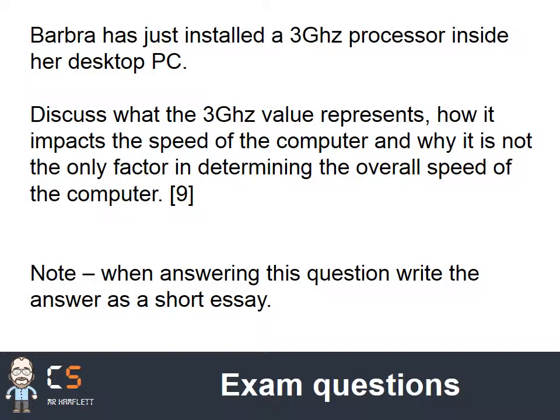Later on, when we start looking at legal, moral, and ethical impacts of computer science, we'll look at how to answer these questions properly. But for now, it's good just to get yourself used to it. The bits of advice I'm going to give is make sure you've got some very key points to make. Try and relate your points back to the question, so talking about Barbara and her 3 GHz processor, and also try and apply your knowledge back to the scenario, and finally come up with some evaluation.